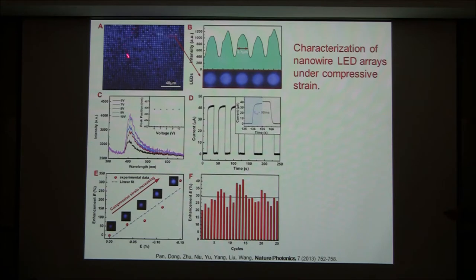This was the LED meter of the nanowires. Each is the emitted light. Okay? You can characterize this one. We find the emission light intensity scales linearly with the strain we apply. Linear with the strain applied, and this is the enhancement factor of light emission here. Using this, we can map the distribution of the patterns across the board.